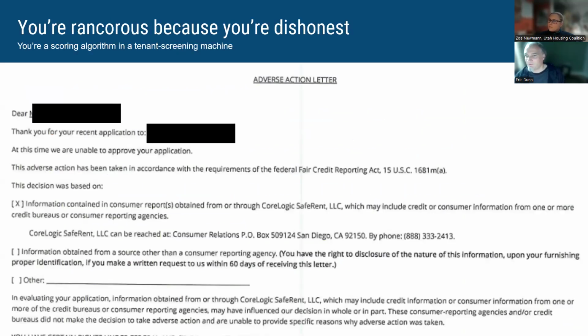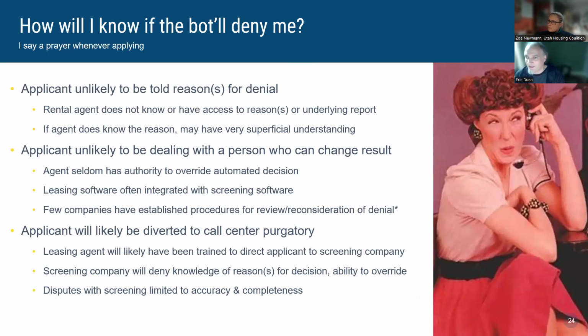It doesn't give you any information about the actual reason for denial. This is basically what it looks like. You'll see across the middle here, it has the name of the screening company and their address and phone number. So the idea is you're going to be able to call them. They send you the report, and then you're going to be able to find any mistakes and so forth and dispute it. But as we've seen, a lot of times, even if you get the report, that's not going to be good enough to really detect any kind of mistakes.